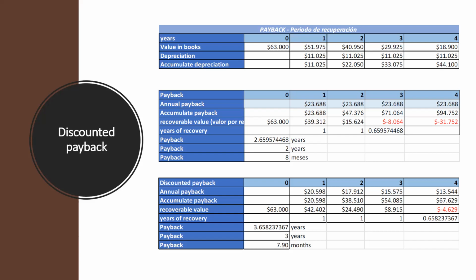And for this one, for the first cash flow, without considering the present values, we have that the project is going to be profitable in 2 years and 8 months. And in the case of the discounted paybacks, where we consider the cash flows as present value, we got that it's going to be profitable in 3 years. We're going to get back our investment in 3 years and 7.90 months. Next one.